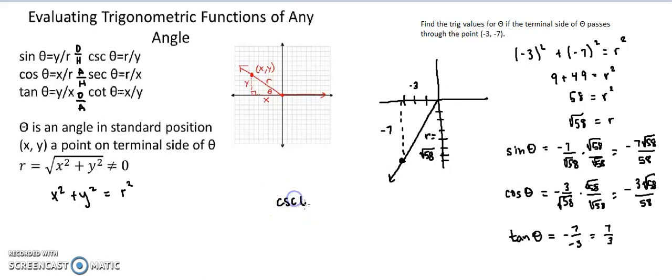So cosecant, remember, is the reciprocal of sine. It's easier to do the reciprocal before you rationalize. So let's do this. We would get square root of 58 over 7. Okay, because then we don't have to rationalize again. And then secant is the reciprocal of cosine, and so we flip that, -58 over 3. And cotangent is the reciprocal of tangent, so that's going to be 3 over 7. Okay, so if you can set up the triangle and get the first 3, the next 3 should be pretty straightforward.